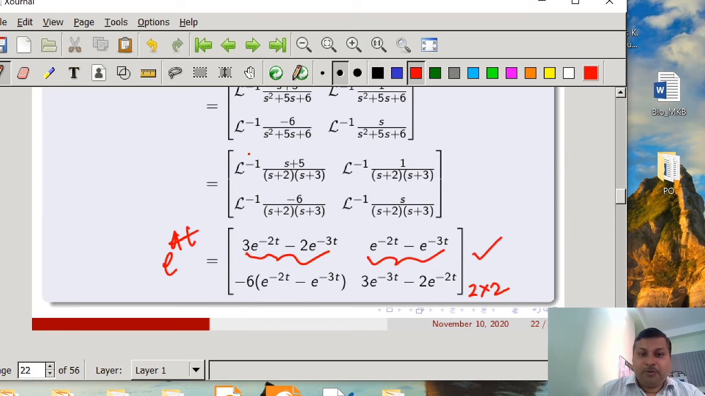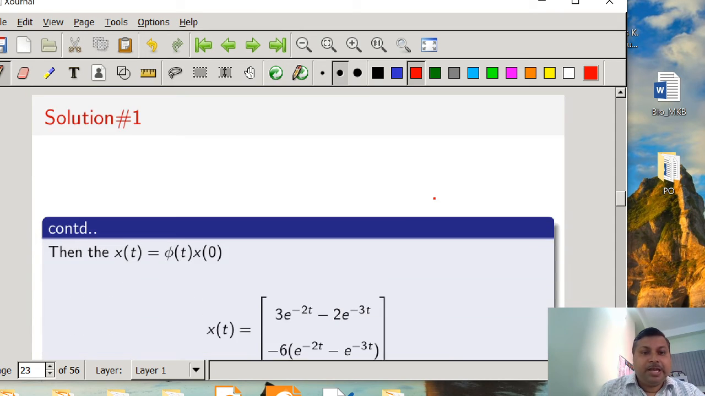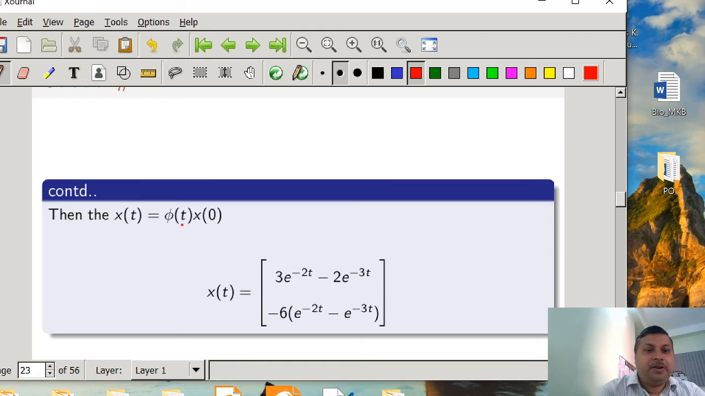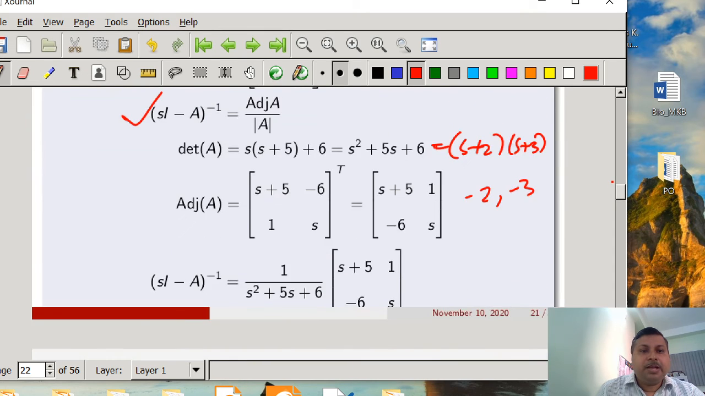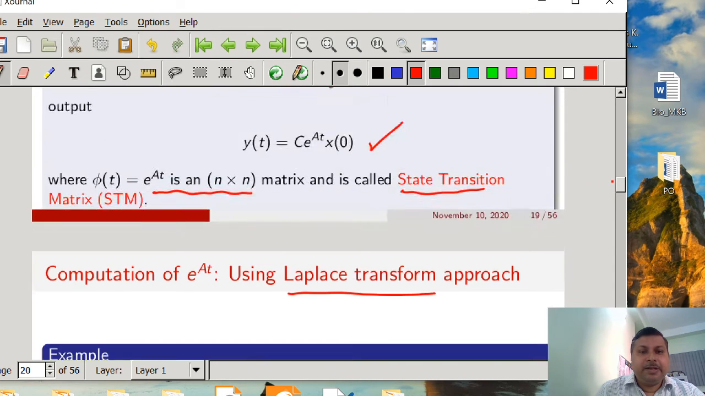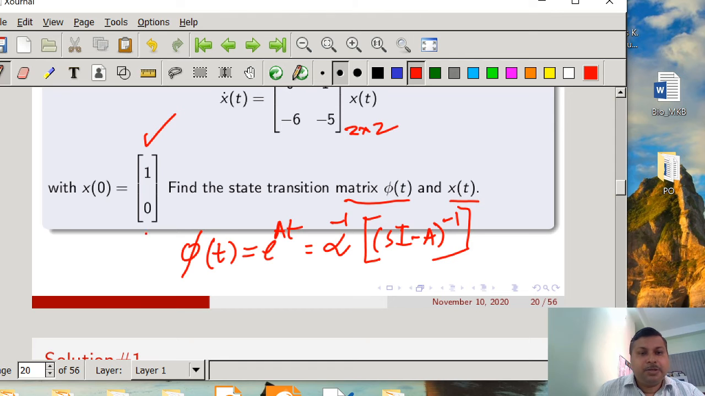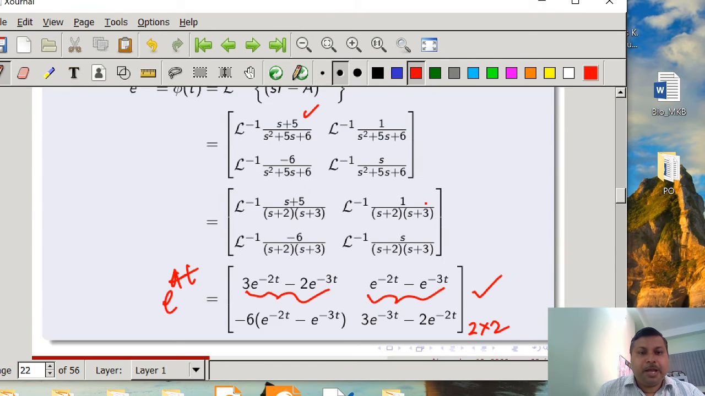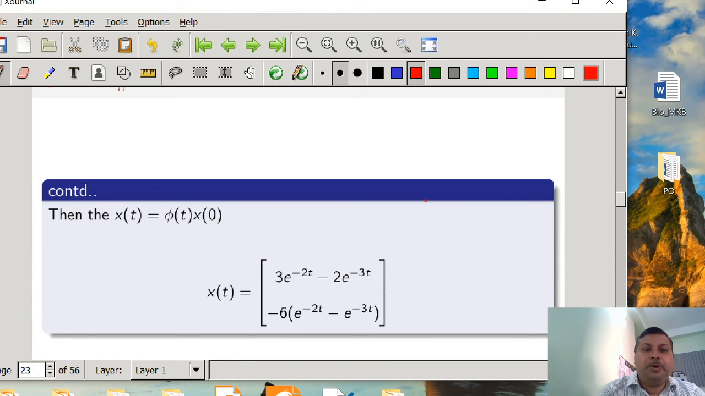And now if we want to calculate x of t, that is phi of t into x of 0, and here in this problem x of 0 is already given, x of 0 is [1, 0]. If you multiply by e to the power At, there will be no problem because it is 2 by 2, and here x of 0 is given as 2 by 1, so ultimately x of t you will get as 2 cross 1.